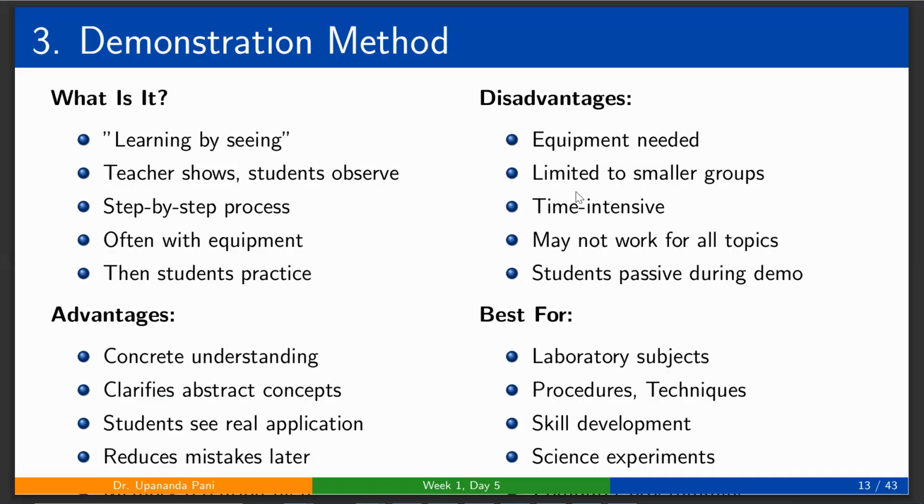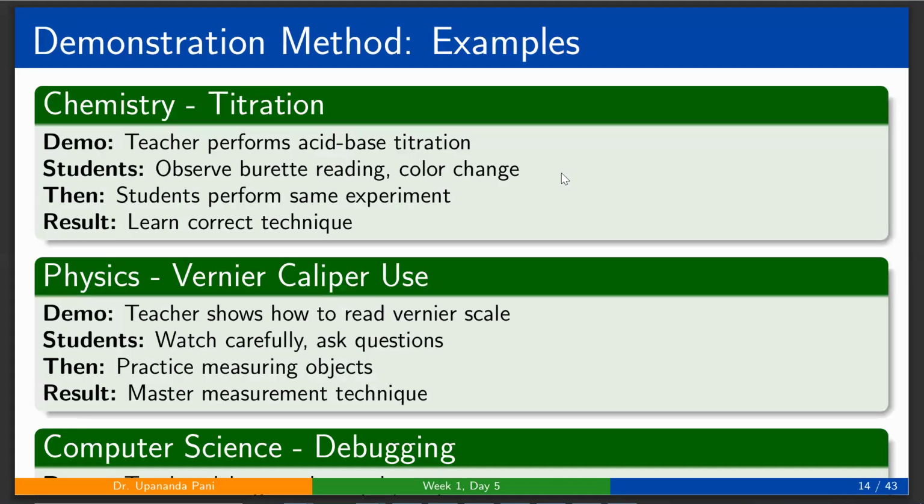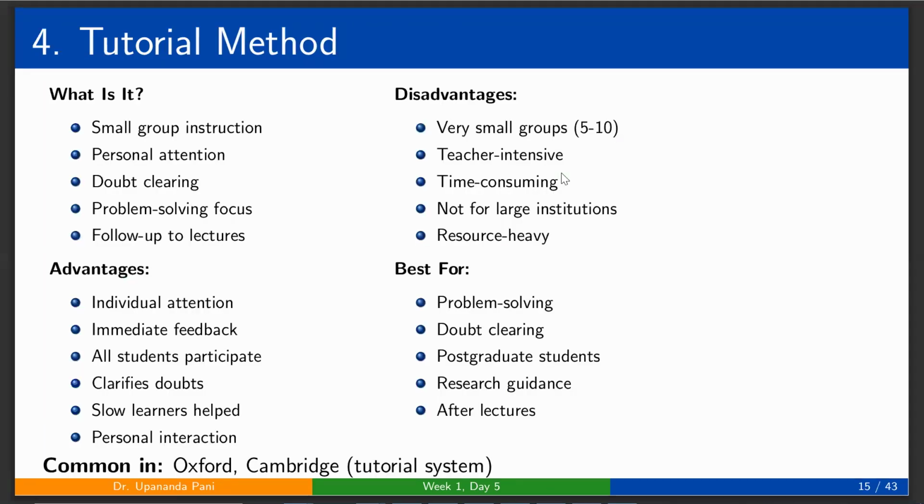The advantages are concrete understanding, it clarifies abstract concepts, students see real application, and they reduce mistakes later. It is best for laboratory subjects, procedures, techniques, skill development and science experiments. Because we are not students of science, we will not go into details on this method. Rather, we will skip and go to the next method, that is the tutorial method.